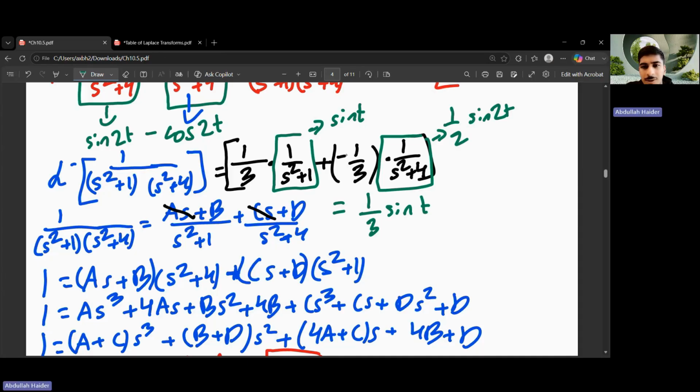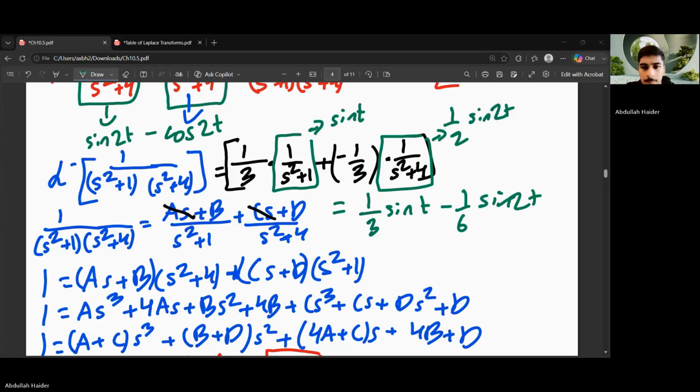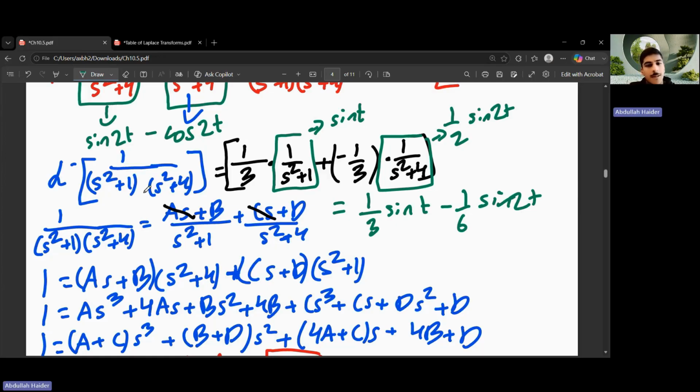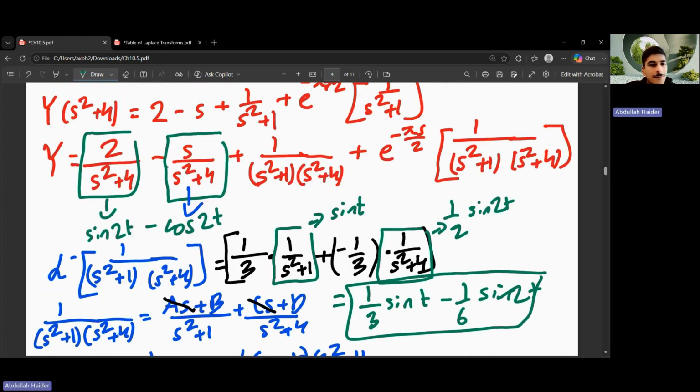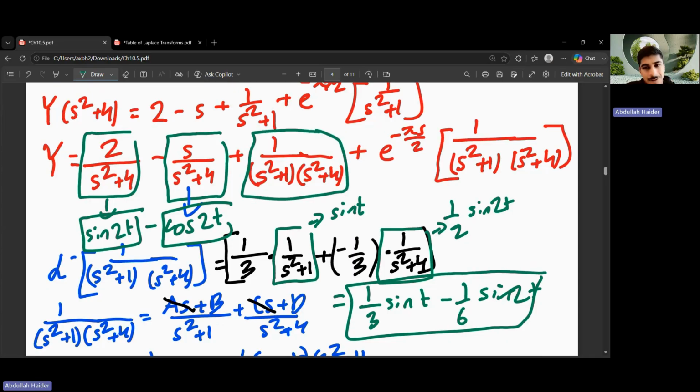1 over minus 1 over 3 times 1 over 2 is minus 1 over 6 sine 2t. Okay. Now I'll tell you the good part. We have the inverse of this one. Now we need to find the inverse of this.